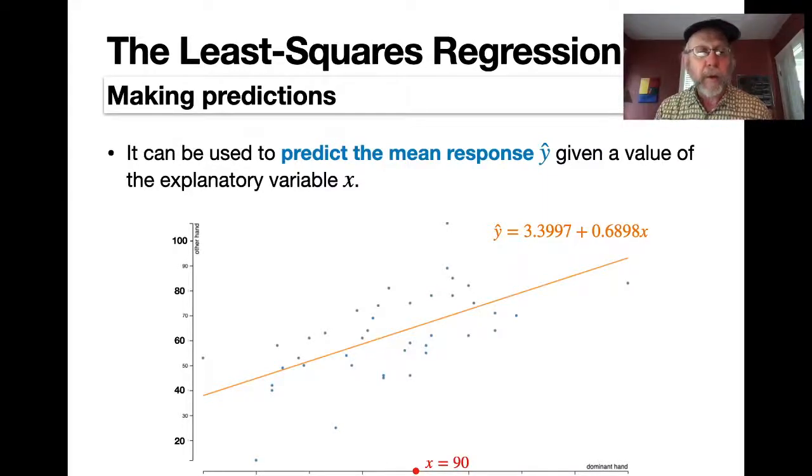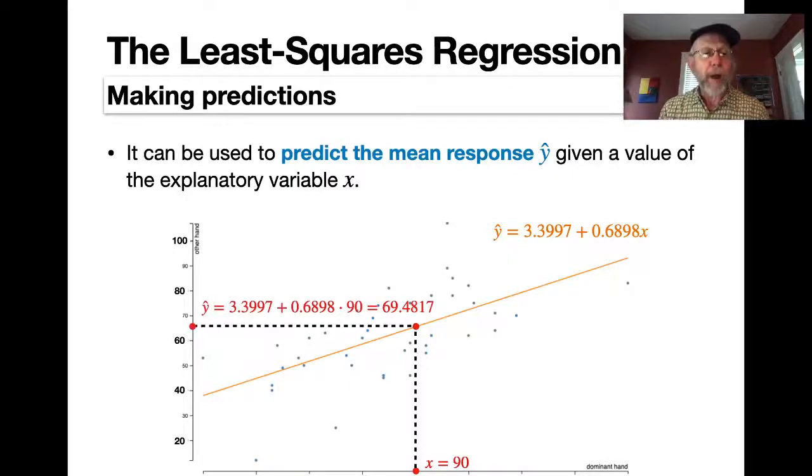To find it graphically, we would just go up to the graph to the point on the line corresponding to x equal 90. There you see that point. And to find its y coordinate, which would be the mean response, we go over to the y-axis. And we find that the mean response for x equal 90 is just about 69.5, 69.4817 to be precise. Mathematically, you find that mean response by simply plugging in x equal 90 to the equation of the least squares regression line.